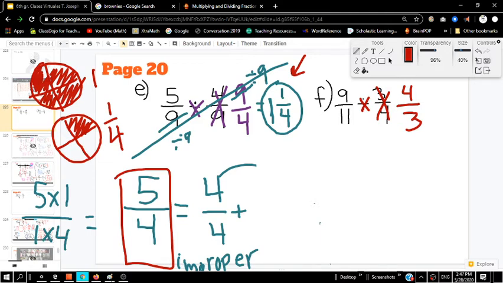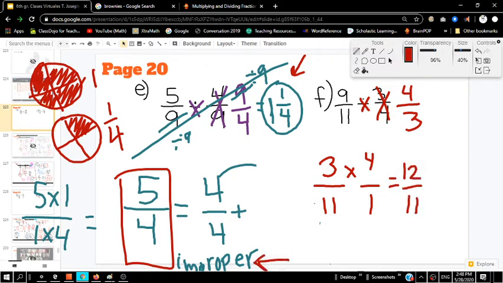9 and 3, both of them divided by 3, so that I would be left with 3 times 4 over 11, 3 elevenths over 1, right? Because I divided both of them by 3. 9 by 3 and 3 by 3. So that gives me 12 elevenths, which again is an improper fraction. So I can find its whole number, which equals 11 over 11 plus 1 over 11. In other words, my final answer is 1 and 1/11.